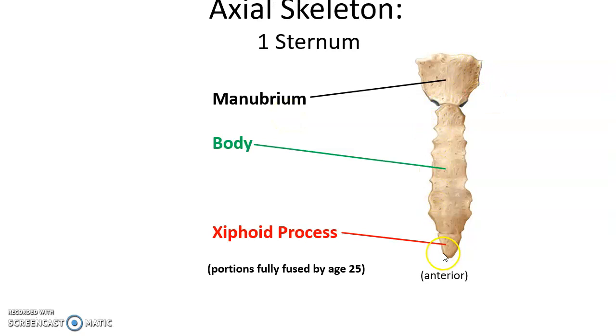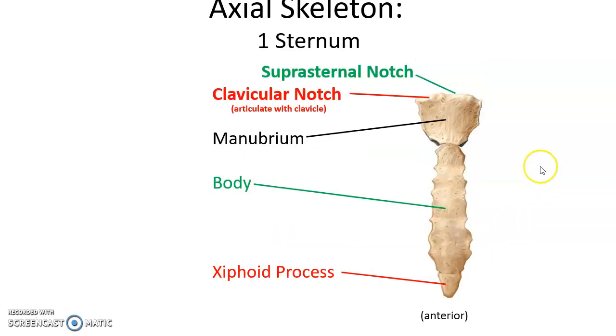The sternum, at the center of the anterior part of the thoracic cage, is a thin bone that fuses completely by the age of 25 or so. It has 3 regions: the manubrium, superior, the body in the middle, and the xiphoid process, which is inferior. It also has some little depressions, the right and left clavicular notches where the clavicles make contact, and then at the very top is the suprasternal notch.